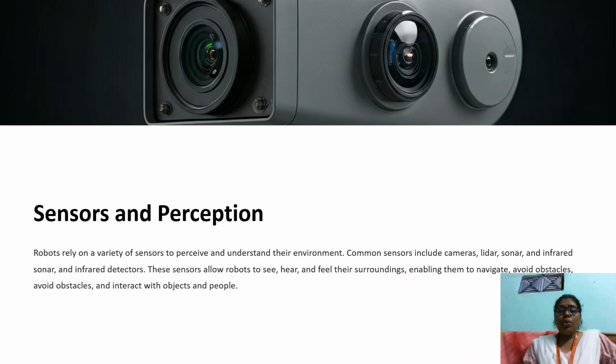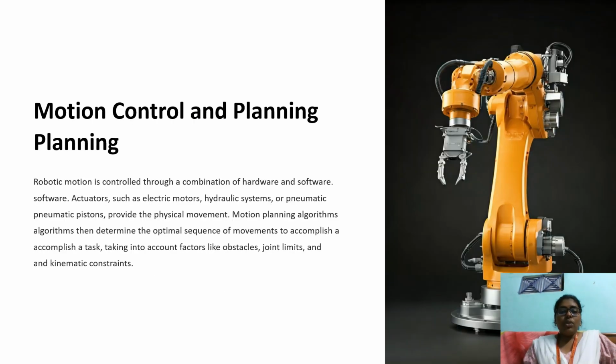The robot can avoid obstacles because it can use cameras and some types of sensors, such as cameras, sonar, and infrared sensors and detectors. So these types of sensors can be used to hear and feel their surroundings, what is happening.